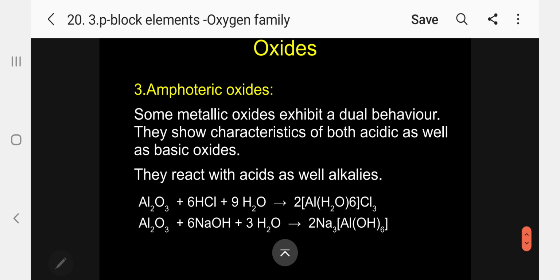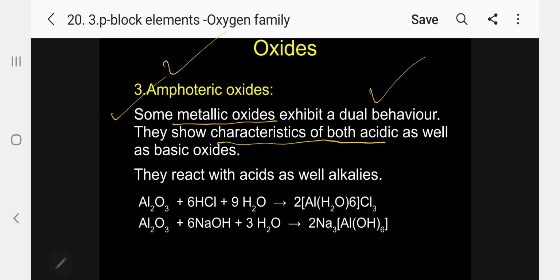The next, third one, amphoteric oxide. What is amphoteric? They behave with a dual character, behaving as an acid or as a base, depending upon the other component that is reacting. Some metallic oxides exhibit dual behavior. Metallic oxide, please note. They show characteristics of both acidic as well as basic oxides. They react with both acid as well as alkali.